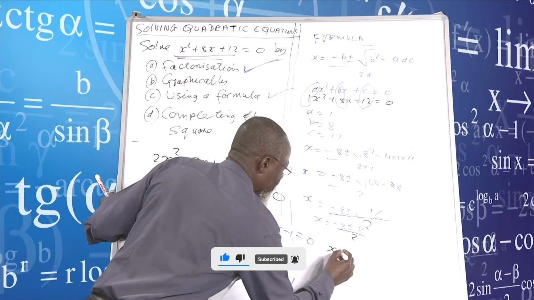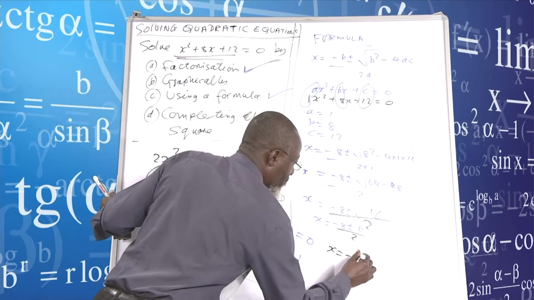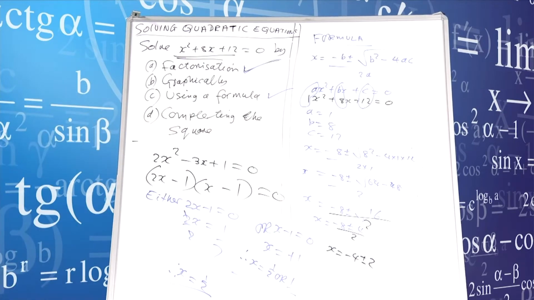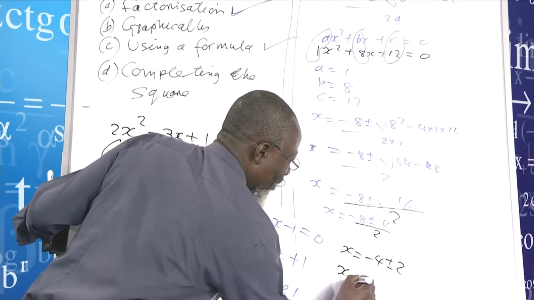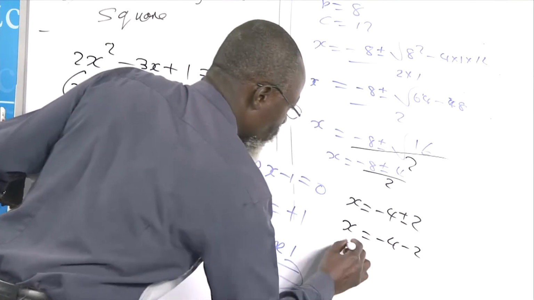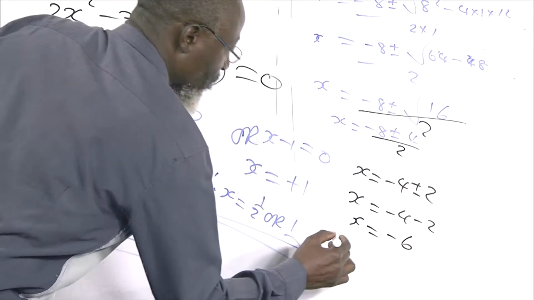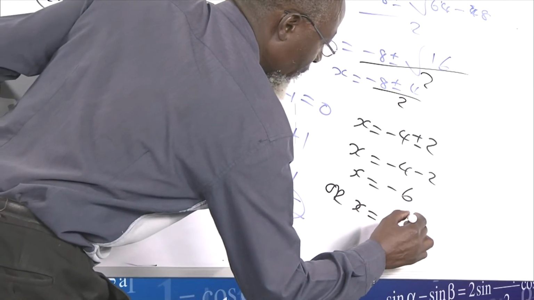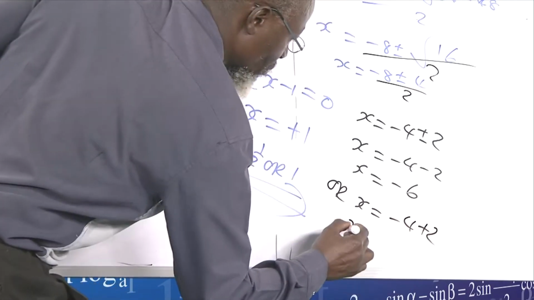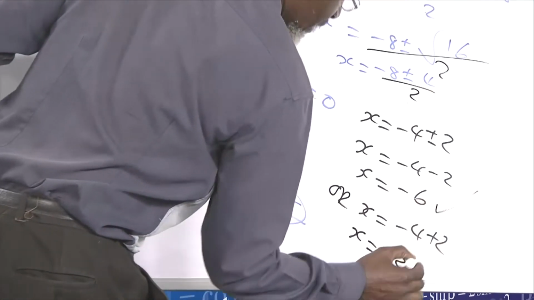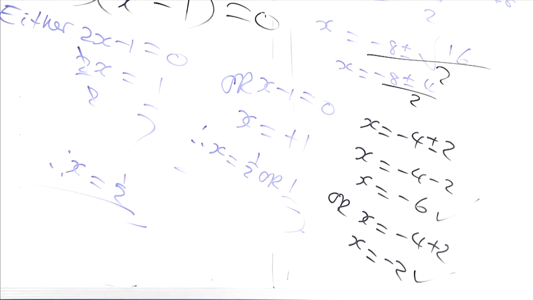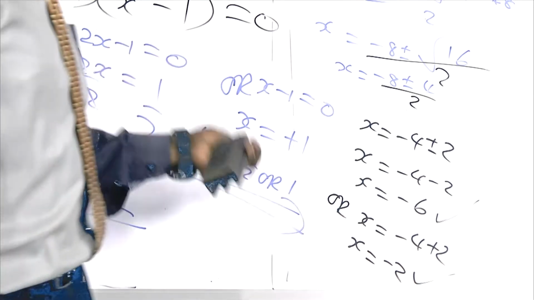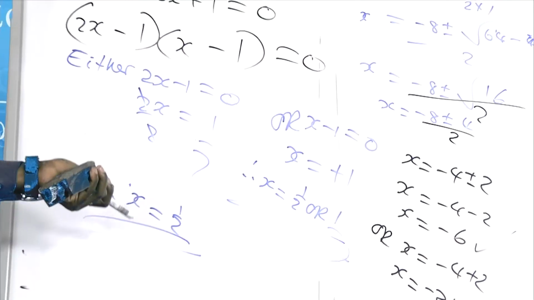So we are now saying x is now equal to minus 4 plus or minus 2. Which means x is now equal to minus 4 minus 2, so x is equal to minus 6, or x is equal to minus 4 plus 2, which means x is equal to minus 2. So the answers are minus 6 and minus 2. Those are the answers. So we can say either x is equal to minus 6 or x is equal to minus 2. Why is it that that's not wrong?